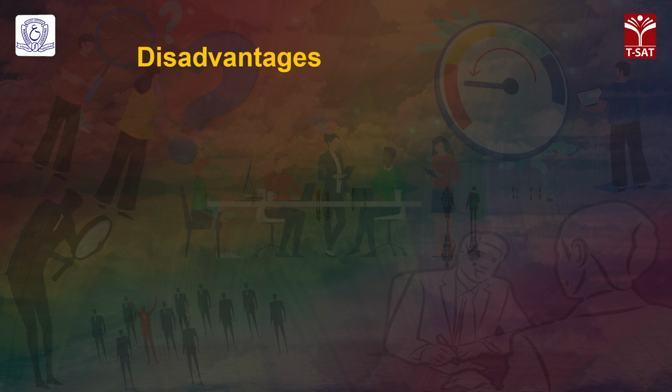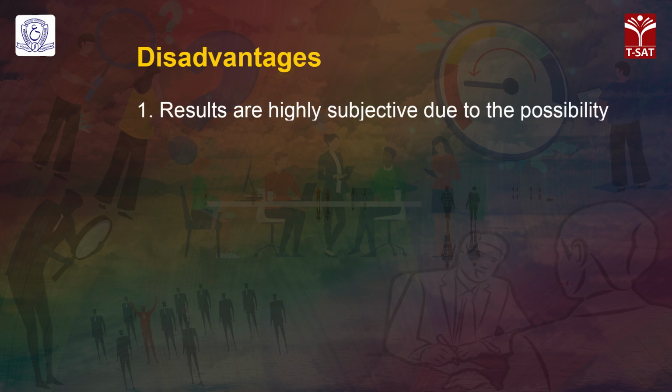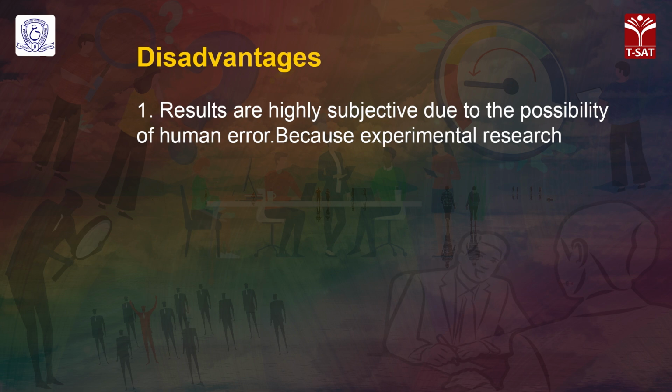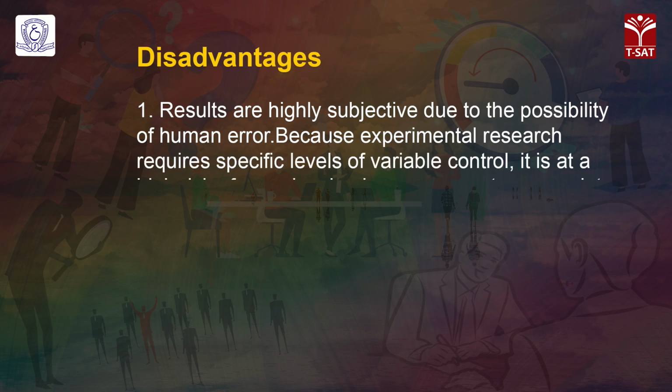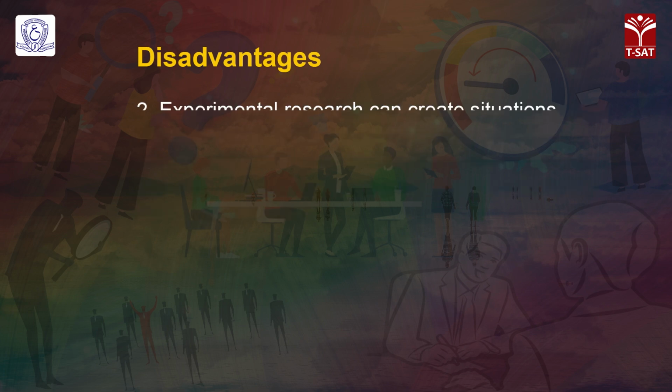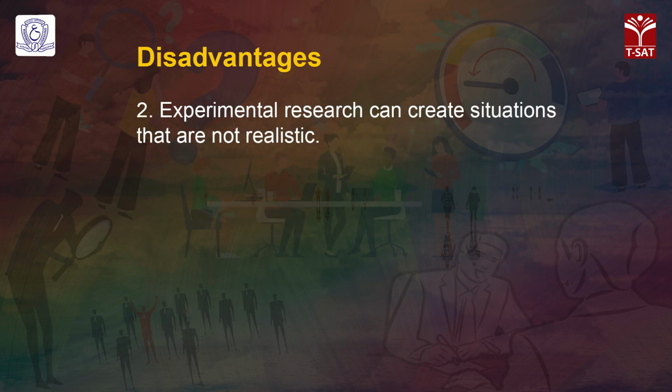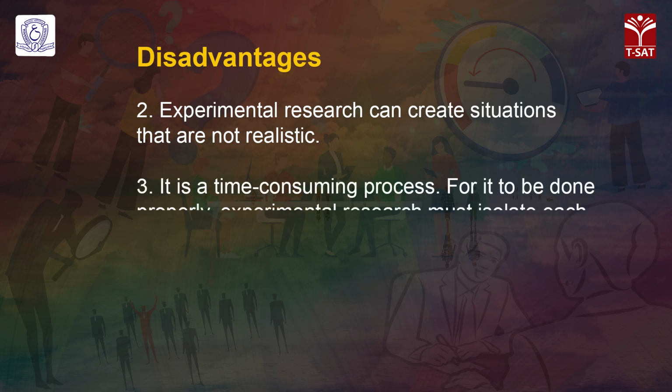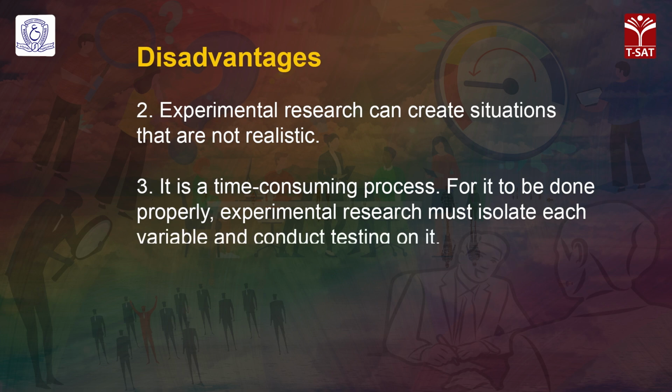Now, let us look at the disadvantages of the experimental research method. 1. Results are highly subjective due to the possibility of human error. Because experimental research requires specific levels of variable control, it is at a higher risk of experiencing human error at some point during the research. 2. The experimental research can create situations that are not realistic. 3. It is a time-consuming process. For it to be done properly, experimental research must isolate each variable and conduct testing on it.